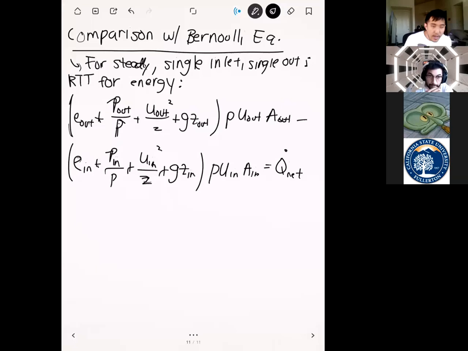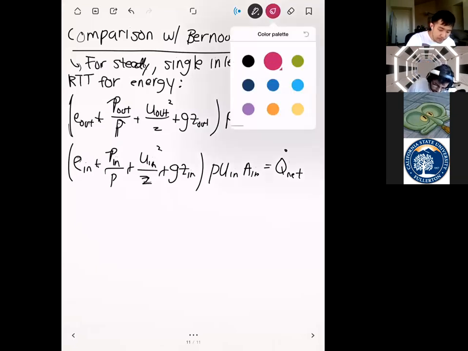And so I'm going to bring back the heat transfer term just temporarily. This is just so that we can compare with Bernoulli. And for now, I'm also going to ignore any shaft work. So this is just passive flow, so we're not going to be inputting any energy or extracting any.